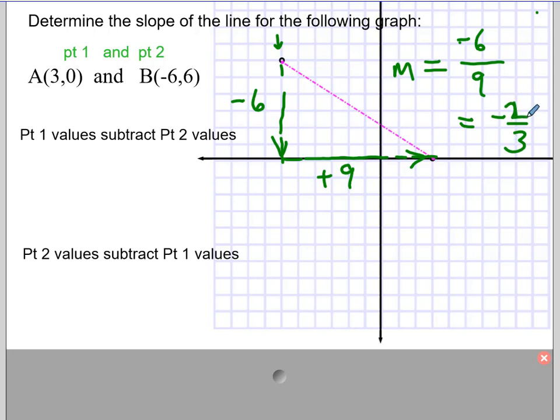Okay, so if I go down 2 and right 3, I should end up on the line. Down 2, right 3, I should end up on the line. And that's a quick way to check your work. So let's go and try our subtraction. I'm pretty sure we're confident now this is going to work, but we'll just test it.